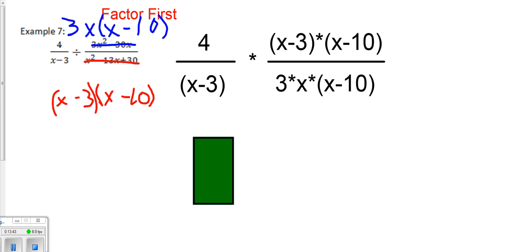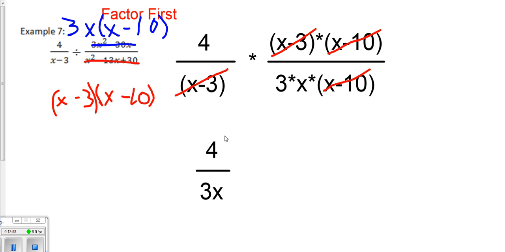Now we just multiply like before, making sure to cross cancel. X minus 3, x minus 3, x minus 10, x minus 10. What are the only things left over? Well, there's a 4 on top, and there's a 3 times x on bottom, so 4 over 3x.